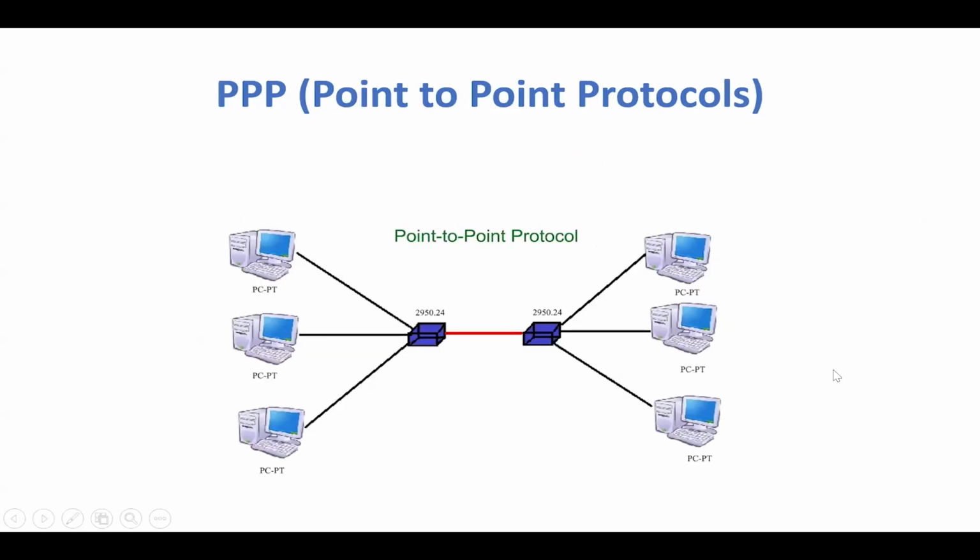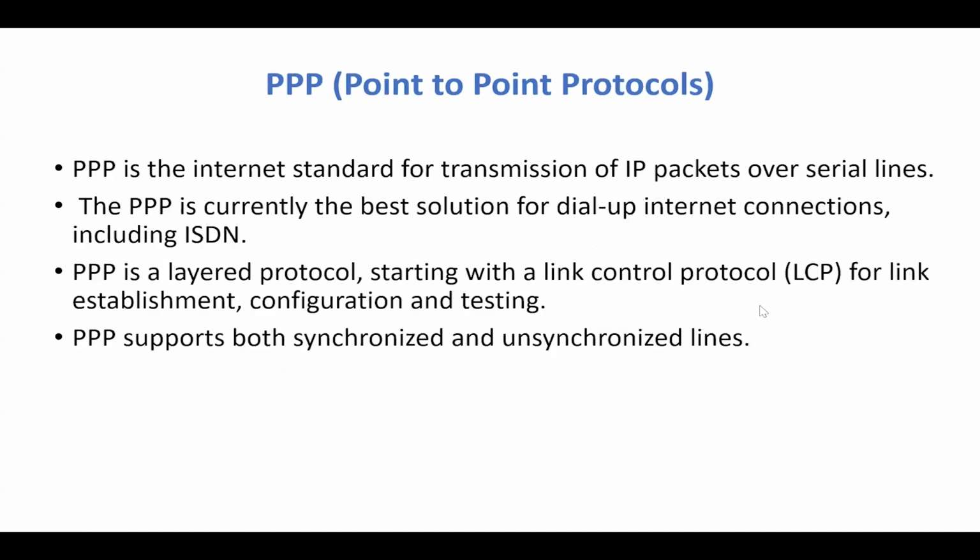The last one for today is point-to-point protocol. As you can see, point-to-point protocol looks something like this, where our systems are all connected to each other. So what is this point-to-point? Point-to-point is the internet standard for transmission of IP packets. Once again, here also we are talking about internet protocol packets. Packets and datagrams and everything we have seen in the previous session. Here it is over serial lines.